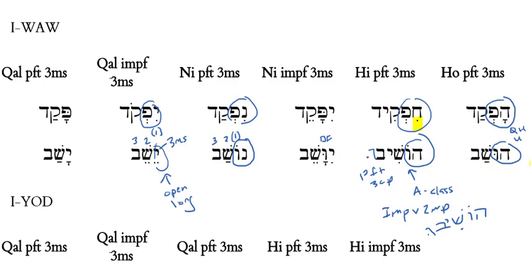So those are the one-vav verbs. Basically, I'm giving you the basic form, and you can just know that you add the personal endings and you're going to get the forms that you need to see.